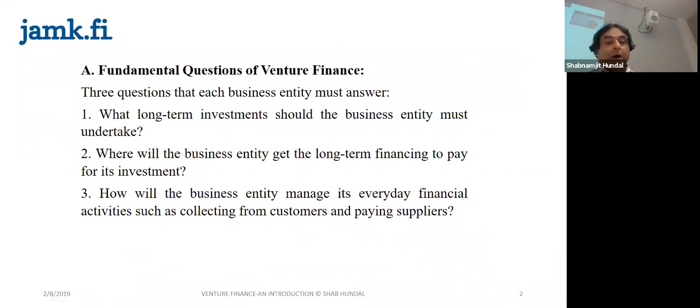The third one is, how will the business entity manage its everyday financial activities, such as collecting from customers and paying suppliers? If you look at the first question, it is about thousands of euros of spending, because you buy machinery, for example, or technology. The second question asks, to have the money so that you can buy thousands of euros worth of assets, where will the money come from? The first question is about big money going, investing. The second is big money coming. The common thing about the first and second questions is the big money.